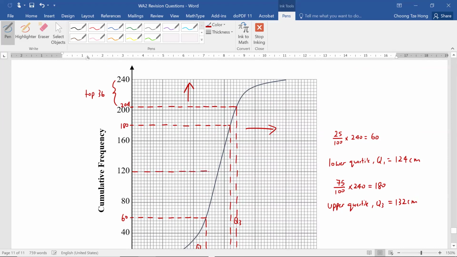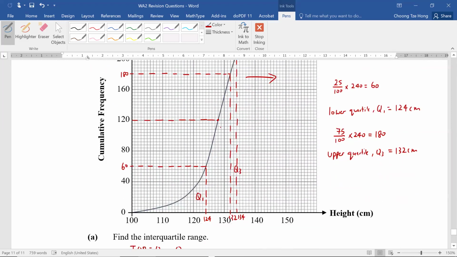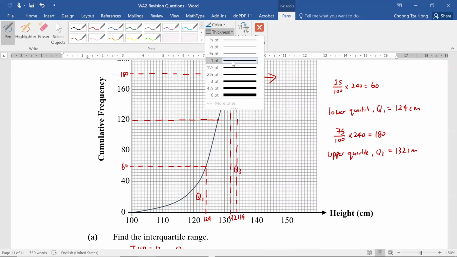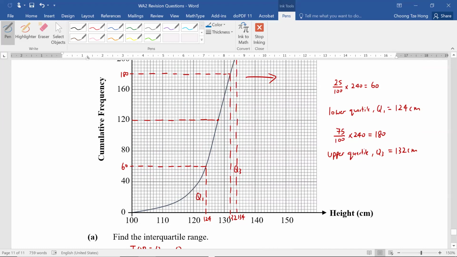Okay, so if you look at this graph at 120, the height of the student would be at this value, right? 128. Okay, so now you have another school. I'm going to change the color of my marker. You have another school whose median may be bigger. So maybe the median has been shifted to over here, the blue cross.